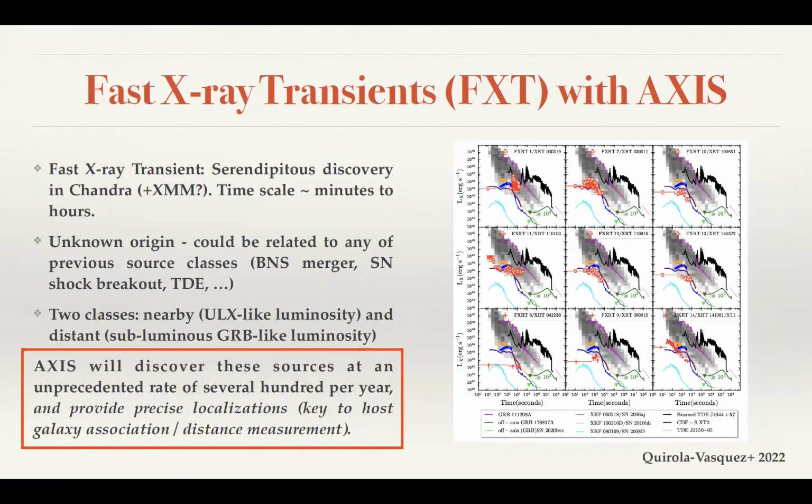Fast X-ray transients are much more mysterious objects. They've been seen in Chandra observations. These are very short, seconds-scale events, with rapid increases and rapid decays, and their origin is currently unknown. AXIS's large field of view and sensitivity will give us orders of magnitude more of these events, and cross-correlations with other wavelengths will then allow us to really figure out what these are.